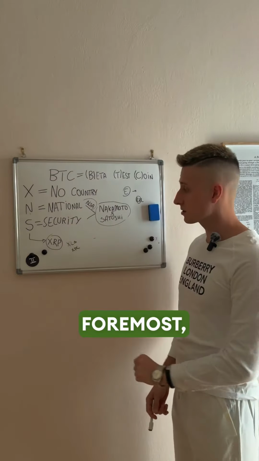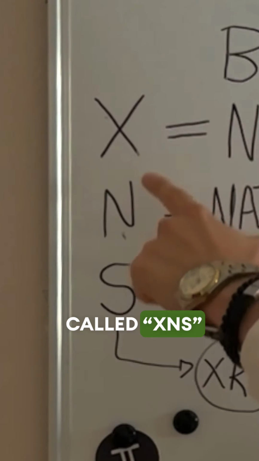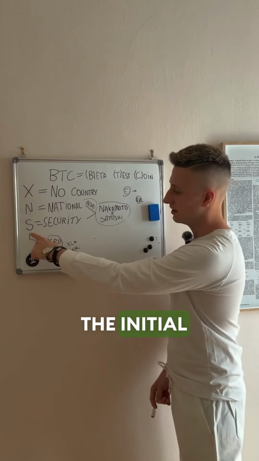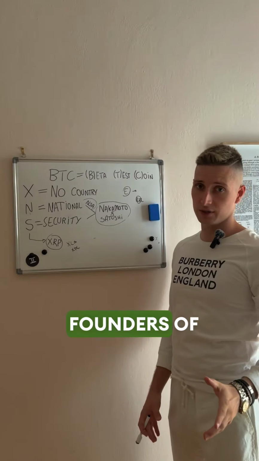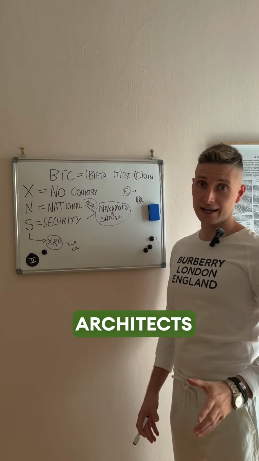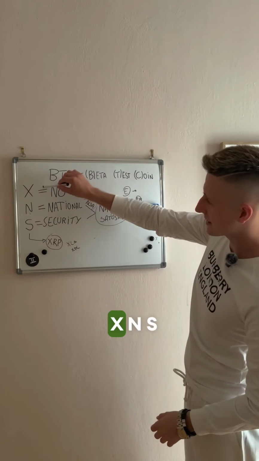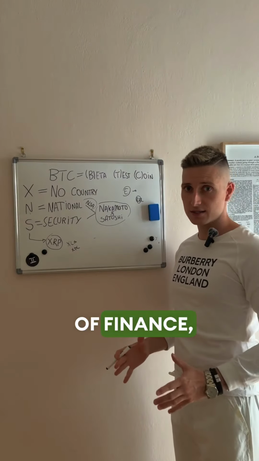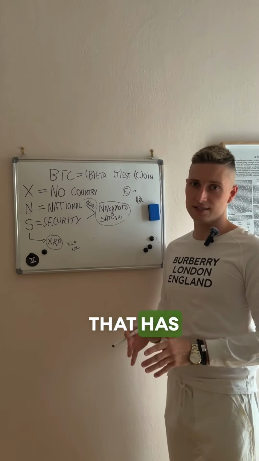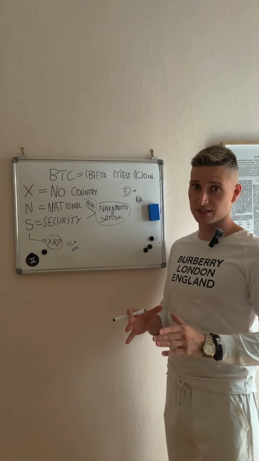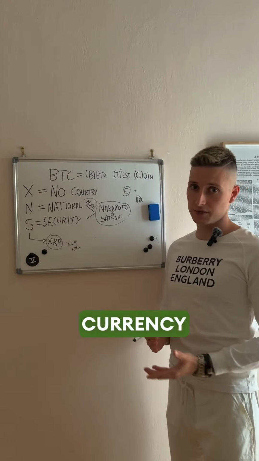So first and foremost, let's start with XRP, which was originally called XNS. XNS was the initial name for XRP that was issued by Arthur Britto, one of the founders of Ripple, and also one of the architects of the XRP ledger, being Arthur Britto, Chad McCaleb, and David Schwartz. In the world of finance, whenever you have a currency, the first letter usually stands for the country that has issued the currency. We have euros, that's why it comes from Europe. BRL, which is the currency from Brazil.